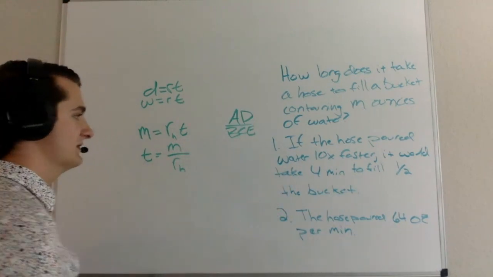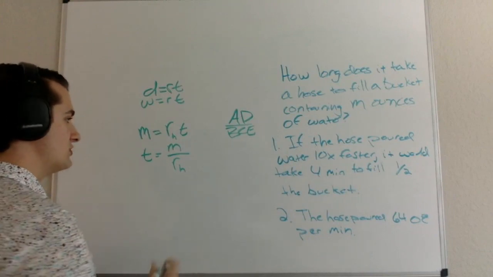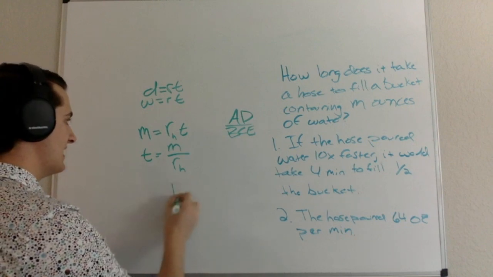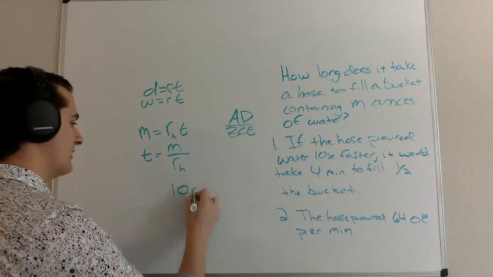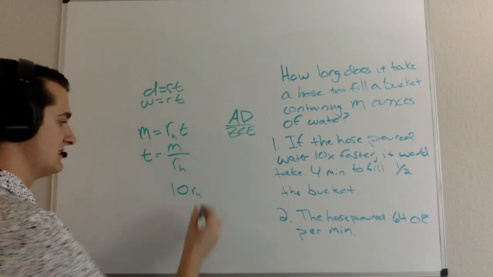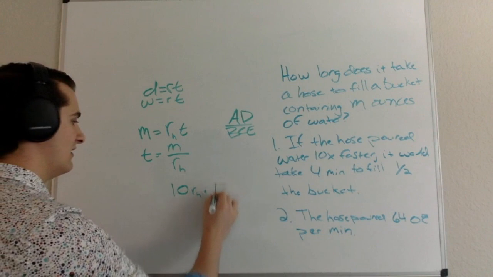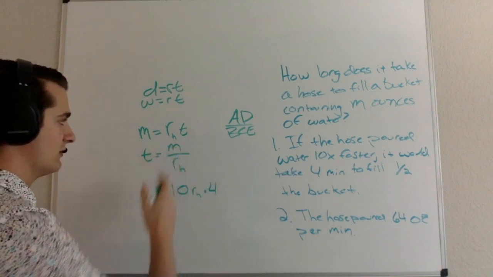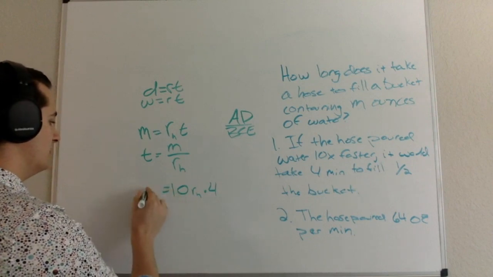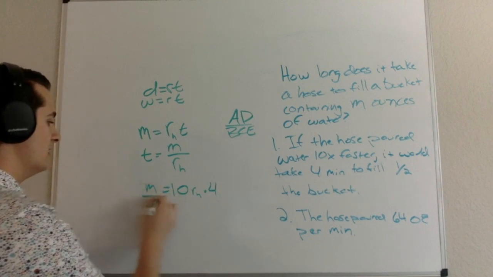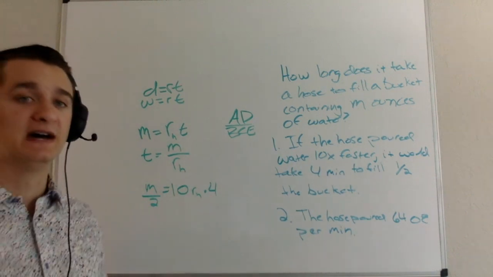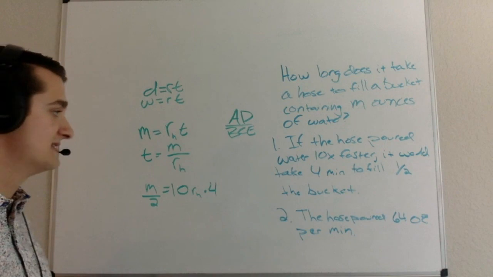Now, statement 1 tells me that if the hose poured water 10 times faster, so in other words, 10 times the rate of the hose, it would take 4 minutes, so I'm going to say times 4 for the time, to fill half the bucket, which is equal to m over 2. And there I've translated all the information that I'm given from statement 1 itself.